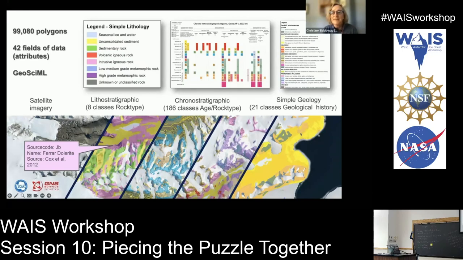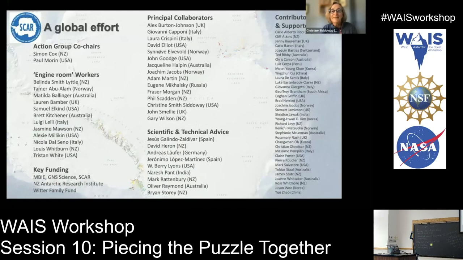As an alternative and a little more complexity, over on the right, a simple geology classification that depicts a bit more of geological succession can be used, where at a high level of detail, a representation that taps into time, space, and stratigraphy, taps into 186 classes of age and rock type that tried to detail chronolithostratigraphic legends. This effort involved a large number of collaborators from at least 14 national programs.